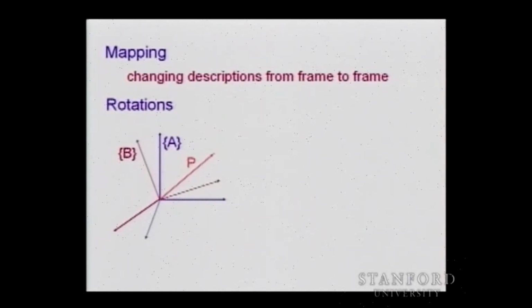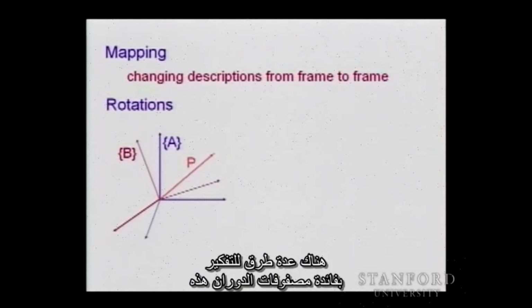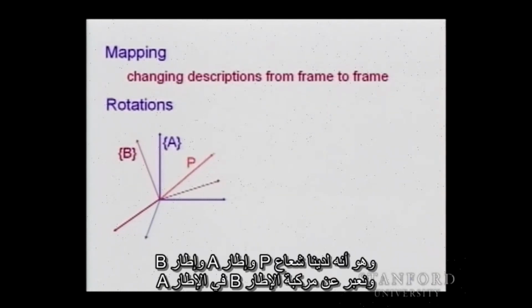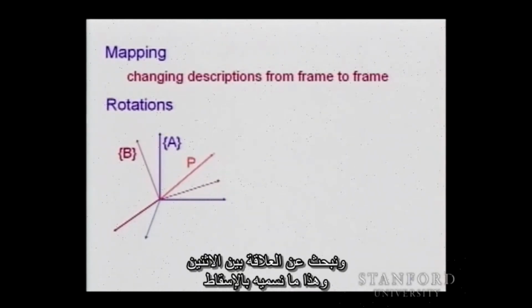So there are different ways of thinking about the use of those rotation matrices. In fact, we can think about it as we have done so far, which is to say we have a vector P, we have a frame A and a frame B, and we are expressing the component of frame B in frame A, and we are looking at the relationship between the two. So this is what we call mapping.